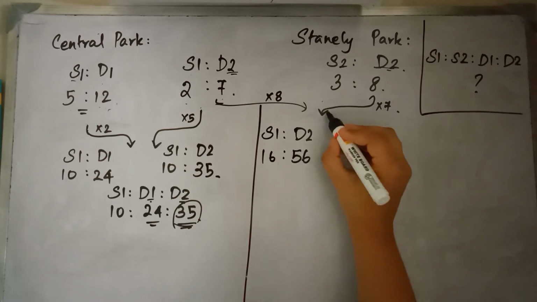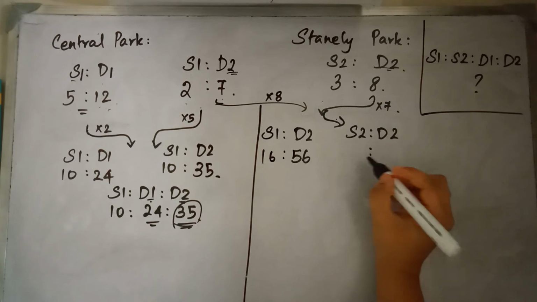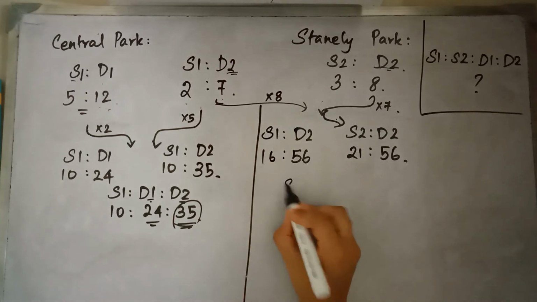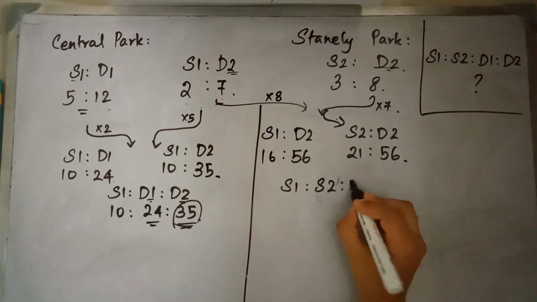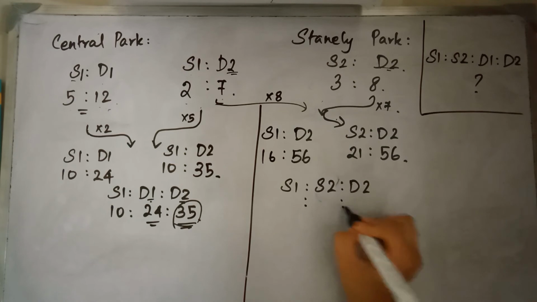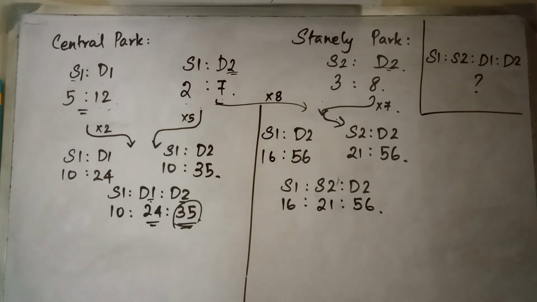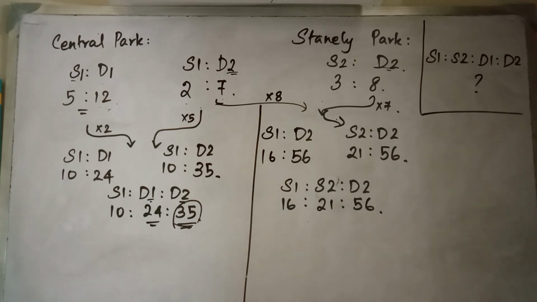And over here, we get S2 is to D2, that is 21 is to 56. So I have S1 is to D2, S2 is to D2, and that is 16 is to 21 is to 56. Now I have two ratios, but do I have the combined ratio yet? No, because one factor is missing here and one factor is missing here.